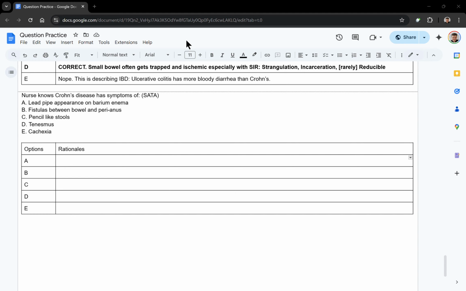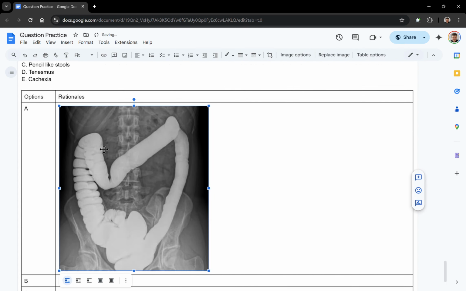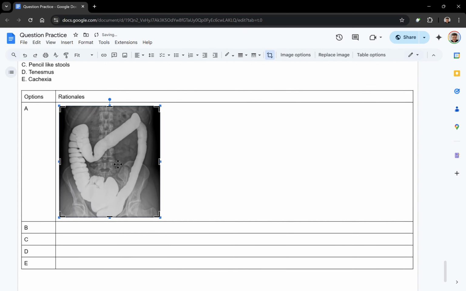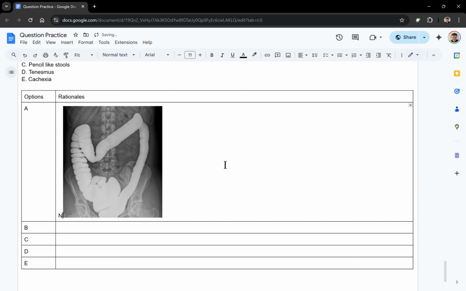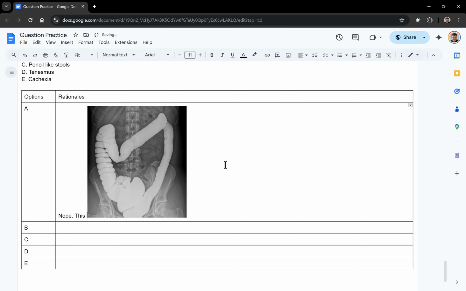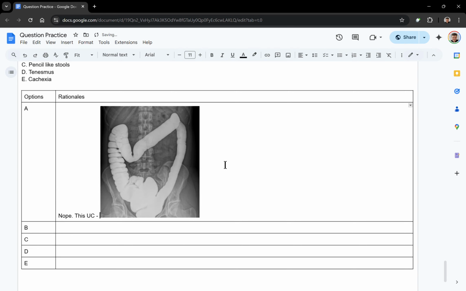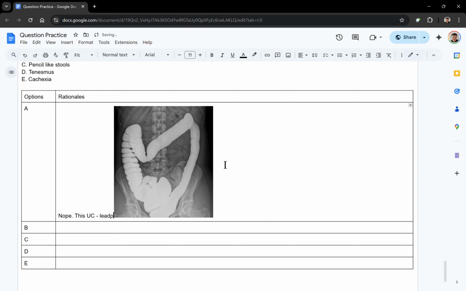Good. So lead pipe. Ulcerative colitis. Where's a good one at? Okay, that's a nice one. It's probably one I grabbed before. Let's see if we get another one. That's the good one there. All right, so it lit up the bowel, and you can see how it's all ulcerated and it lost its shape, right? So that's a nope. This is not a nope, this is ulcerative colitis, right? Lead pipe.